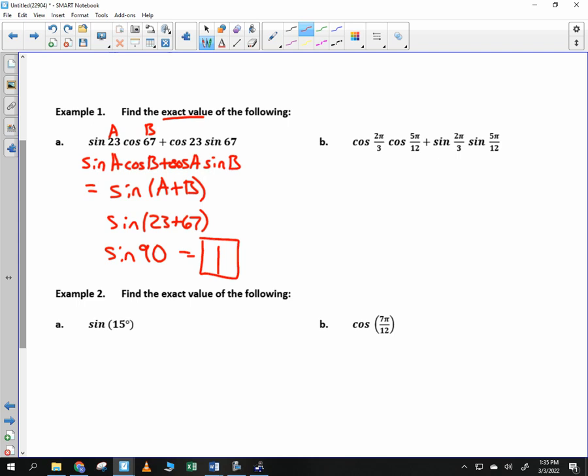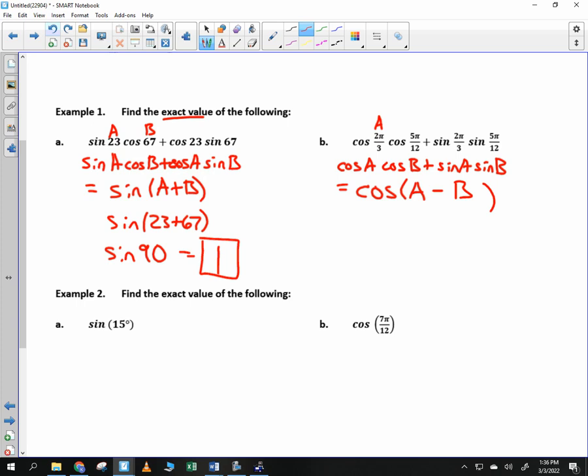Does the next one look familiar? Does that look like your cosine sum and difference formula? Very good. So this looks like the cosine of A times the cosine of B plus the sine of A times the sine of B. And we learned that that was equal to the cosine of what? A minus B, but there's a plus sign. So we do the opposite, right? Yeah, very good. What is A and what is B?